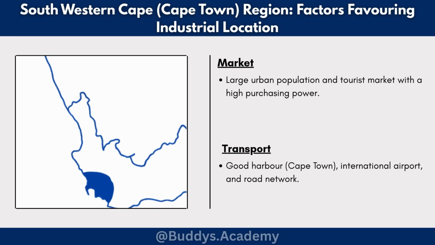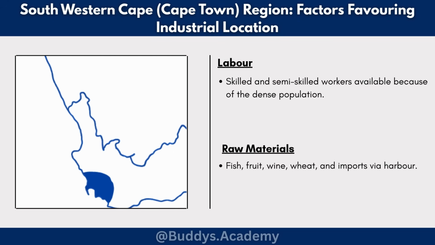When we're looking at your Southwestern Cape, your factors that are going to be favoring industrial location will firstly be your market. So the Southwestern Cape is going to have a large urban population and a tourist market with a high purchasing power. In terms of transport, it's going to have obviously the Cape Town Harbour, and it's going to have an international airport and a good road network. In terms of labor, again, there's going to be skilled and semi-skilled workers available because of its dense population.